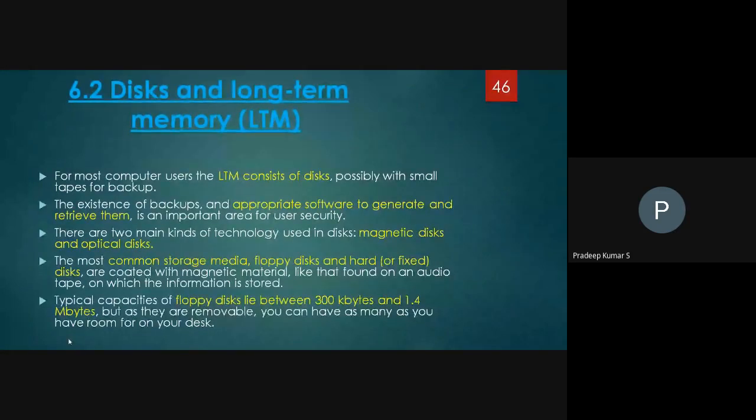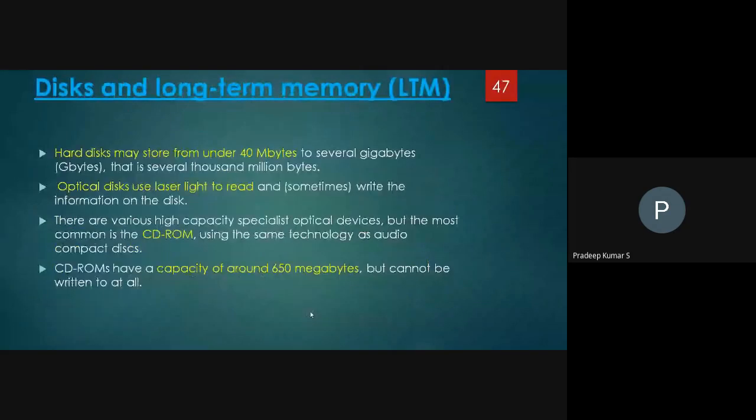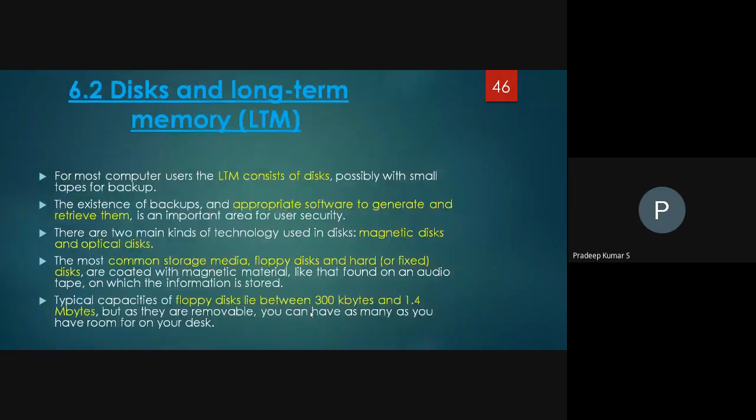You are already familiar with it. Especially in the olden days, the floppy disk was used. Nowadays it is not used. It had 300 KB. Now the hard disk, it is in the order of 1.4 megabytes, 1.4 megabytes. Okay, here 40 MB we can use. Usually two types of disk can be used: one is the magnetic disk, the next one is the optical disk.